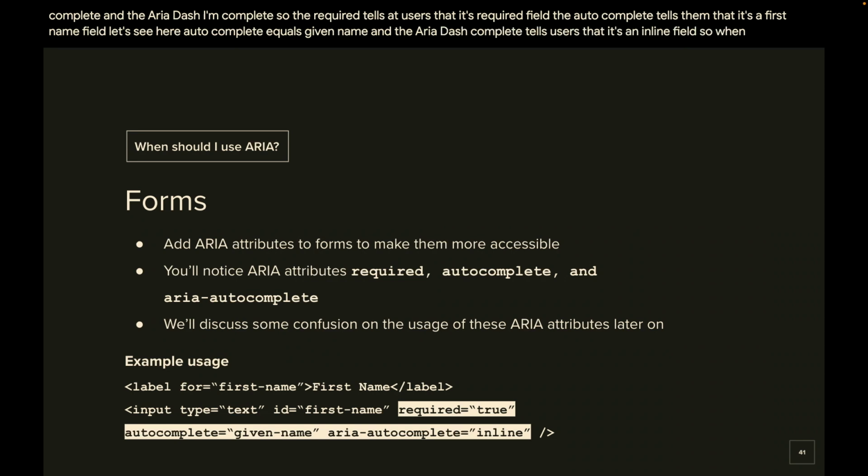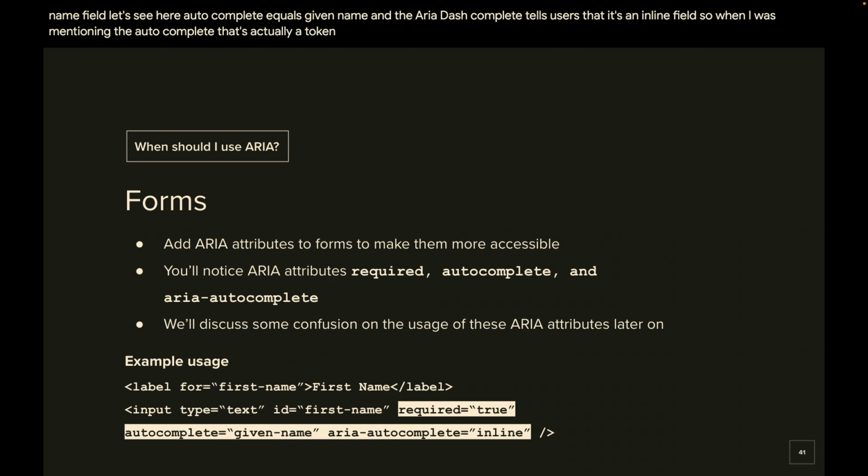So when I was mentioning the autocomplete, that's actually a token that you can look up in a list of tokens, and given name specifically connects to first name. There's one for first name, last name, address, all of that.